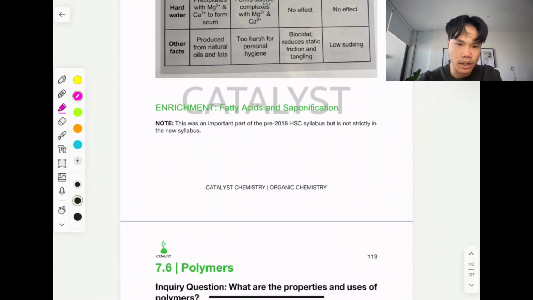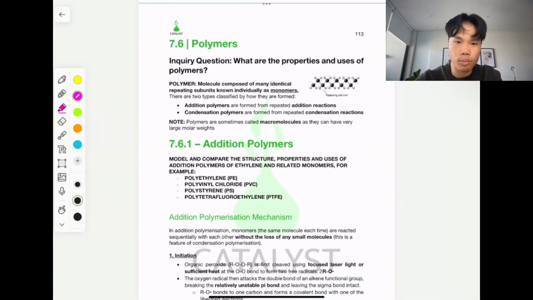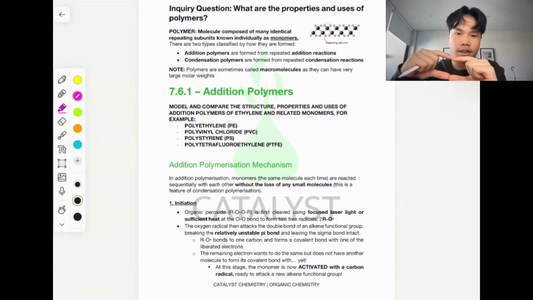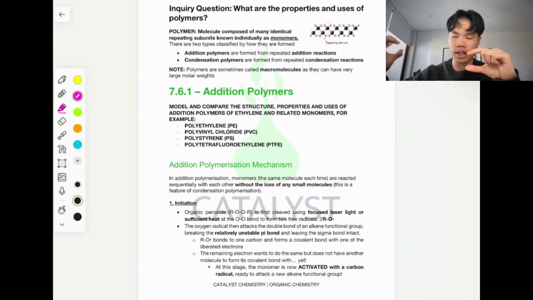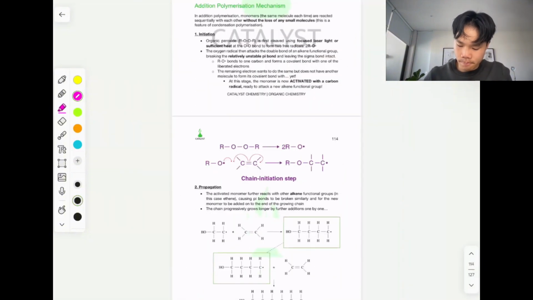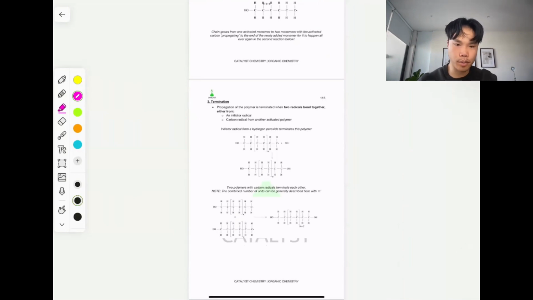Don't worry about saponification. And this brings us on to inquiry question 6. So polymers, you need to know your 4 addition polymers: polyethylene, polyvinyl chloride, polystyrene, and polytetrafluoroethylene. Addition polymers are simply molecules with an alkene that are attached one after the other, as repeating units. You don't strictly need to know the mechanism, but it helps with understanding how these polymers form.